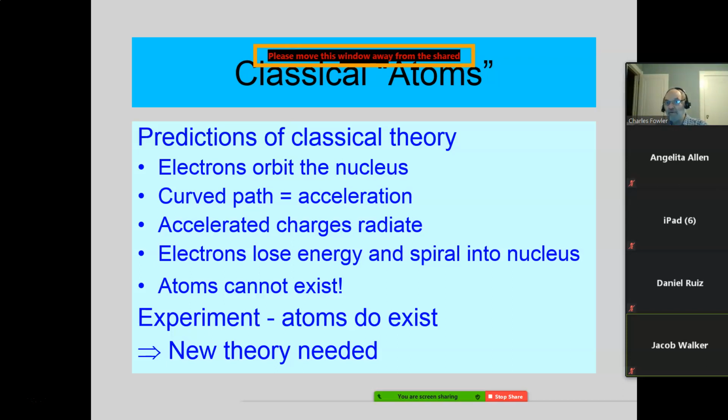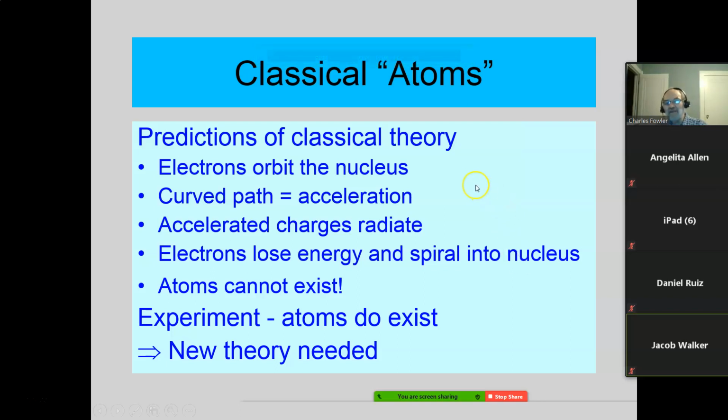Okay. Well, classically speaking, an accelerated charge radiates, okay? Gives off electromagnetic radiation because it's accelerated. Well, if it were to radiate, that means it's losing energy, okay? If it's losing energy, that means as it's going around the nucleus, losing energy, it's going to spiral down into the nucleus and crash. So therefore, classical atoms cannot exist. What? Okay, of course they do exist, okay? So what is the story here?